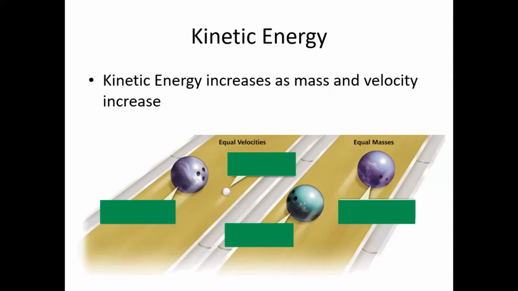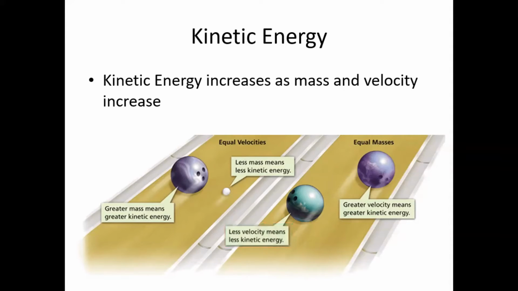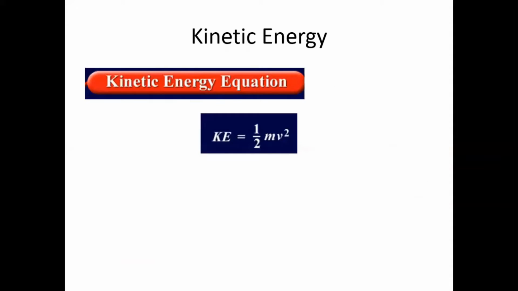What does this mean? Suppose you have two objects of equal velocities but of different masses. Less mass means less kinetic energy, and greater mass means greater kinetic energy. Now, what if you have two objects of equal masses but different velocities? Greater velocity means greater kinetic energy. Less velocity means less kinetic energy.